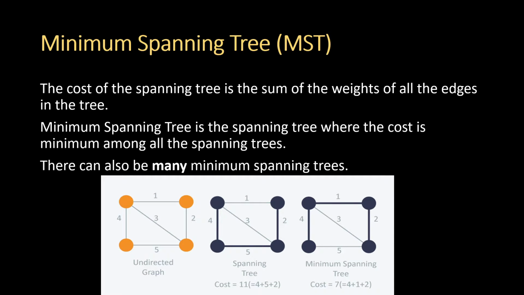Minimum spanning trees. The cost of a spanning tree is the sum of weights of all the edges in the tree. A minimum spanning tree is the spanning tree whose cost is minimum among all the spanning trees. There can also be many minimum spanning trees of a single graph.